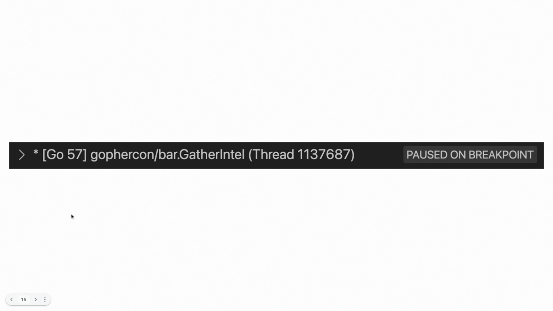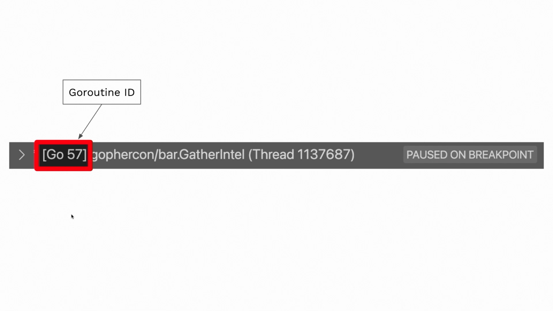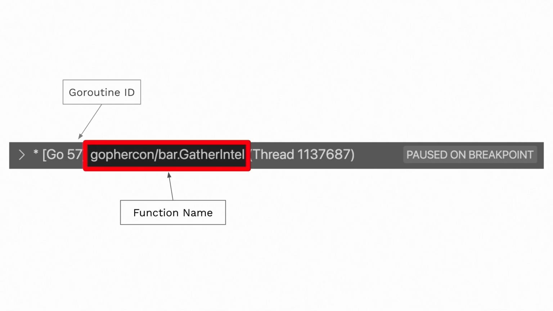So here we have that same line from our call stack view. The first piece of information that we get is the go routine ID of the specific go routine that this line represents. Next, we get the function name for this go routine. So this is the function where the go routine is stopped on. We see that the package name is at the beginning. We have GopherCon/bar, and then the function name follows it. So gather intel.